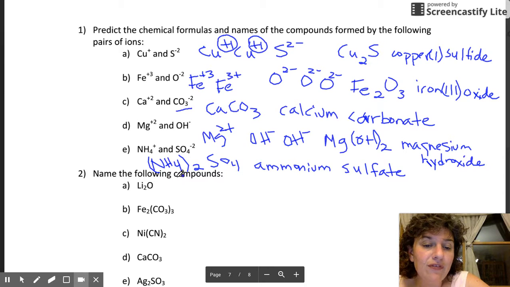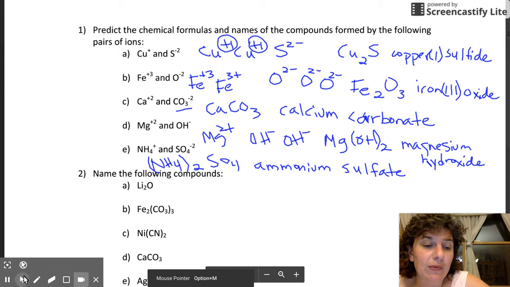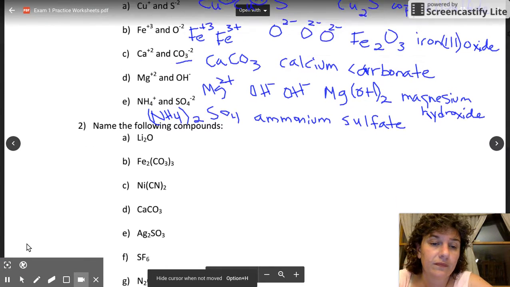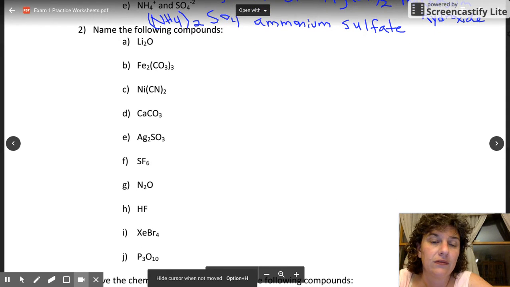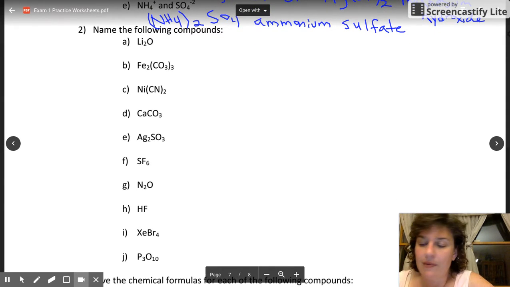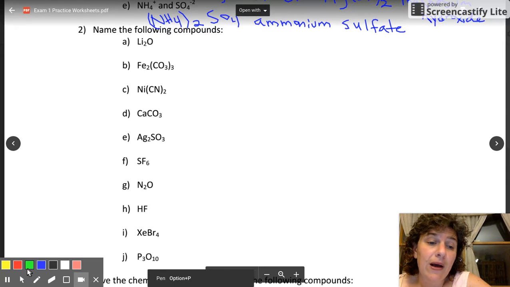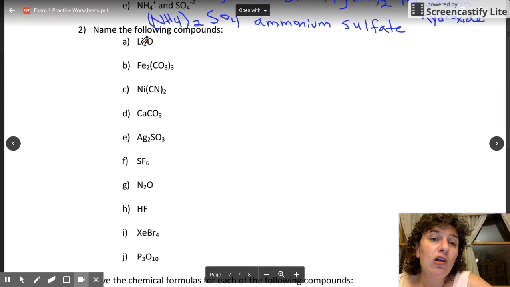All right, name the following compounds. Let's see if we can move this up a little bit. Okay. Name the following compounds. First, we have to decide whether these are molecular, covalently bonded, or ionic. So this one is ionic. It's a metal plus a nonmetal. Whenever there's a metal plus a nonmetal. And lithium only forms 1 charge, so it's lithium oxide.